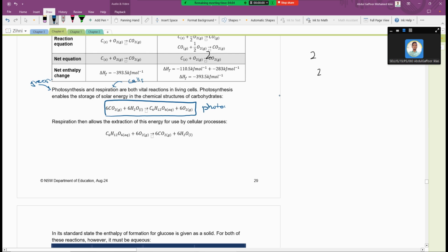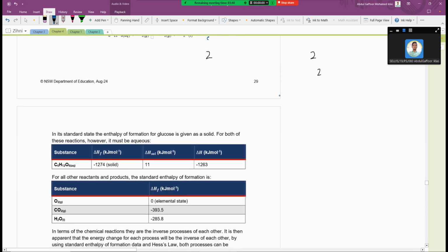Now can you tell me whether photosynthesis is an exothermic or endothermic reaction? It absorbs energy, so it would be endothermic. And the opposite of photosynthesis is called respiration. It usually happens in cells, right? During respiration, energy is released and absorbed by the cells, so this is definitely an exothermic reaction, right?